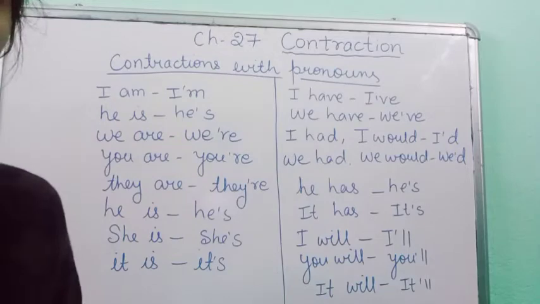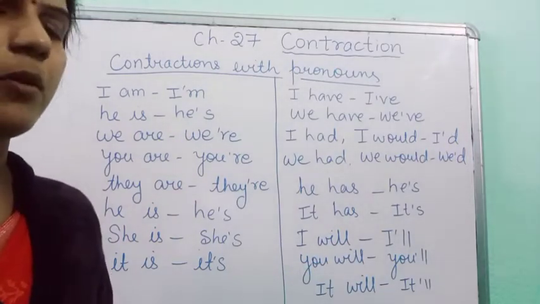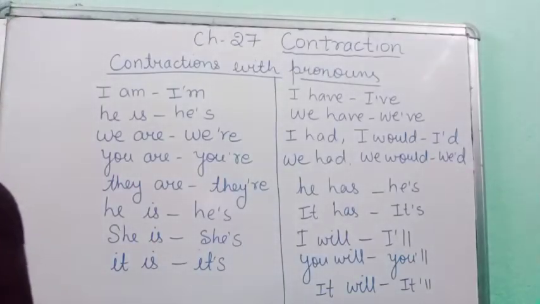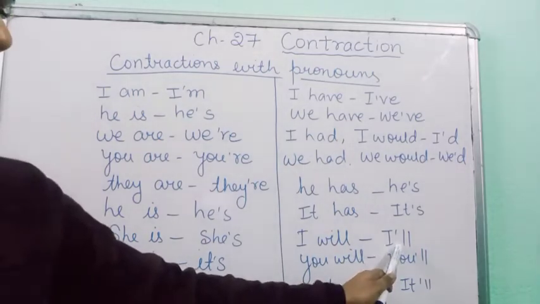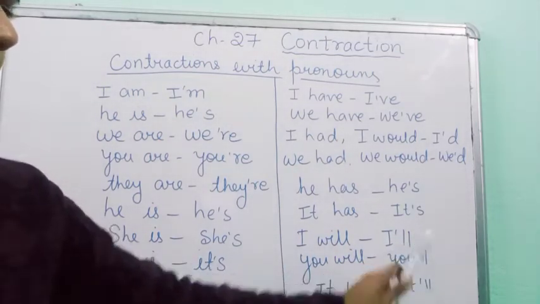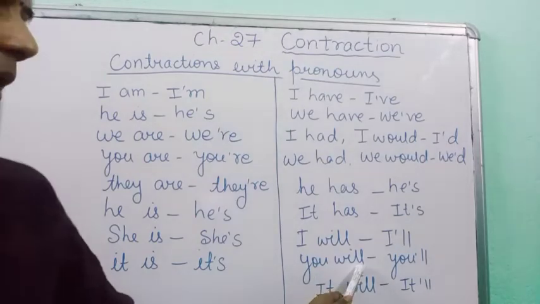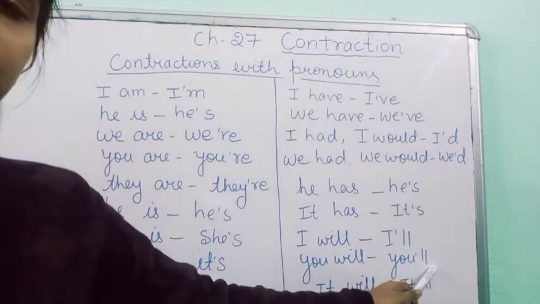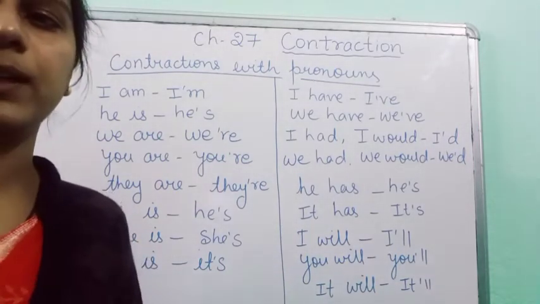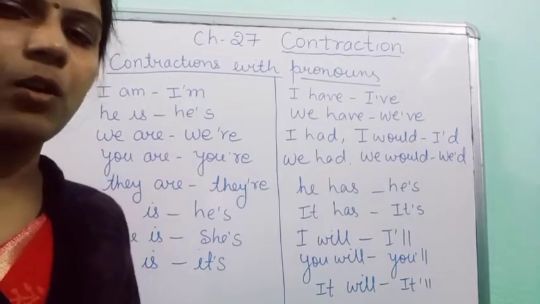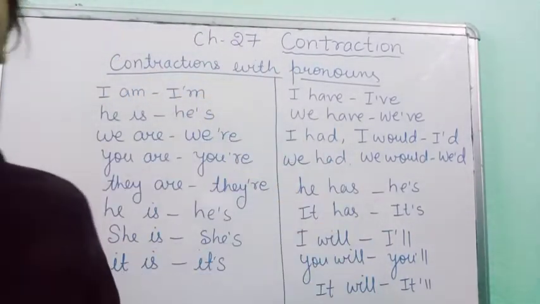I will, how do we write this word? Many times you see this in your poem or storybook, that it is written in this form: I apostrophe and double L. It will, it apostrophe ll. You will, you apostrophe ll. Okay, I think all of you understand how we write these words as contractions with pronouns.